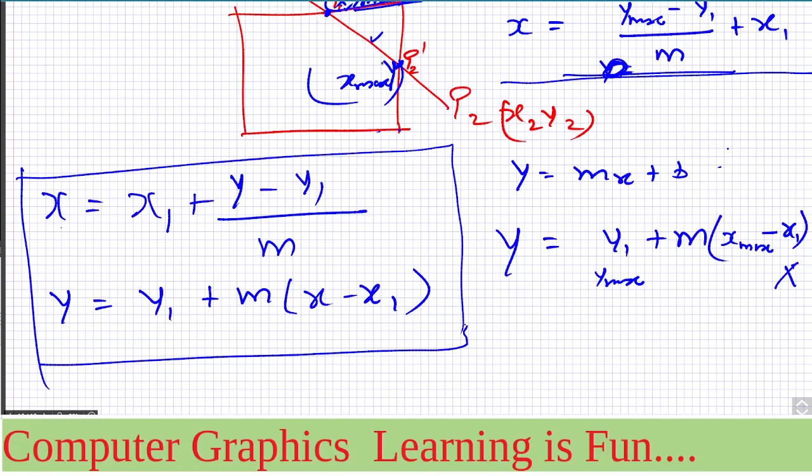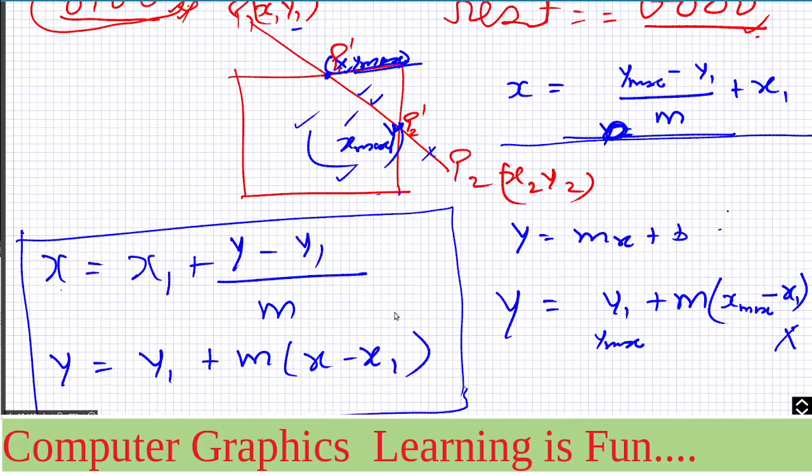And then these two points of intersection will be considered inside the window, and when these two points are inside the window, then no further changes, no further processing will be needed. So this portion of the line will be kept to be displayed, and the other portion will be rejected.